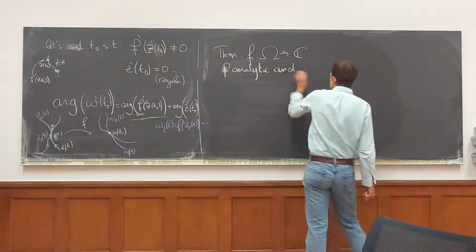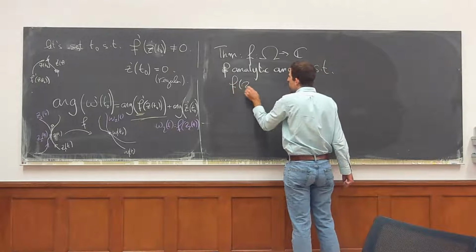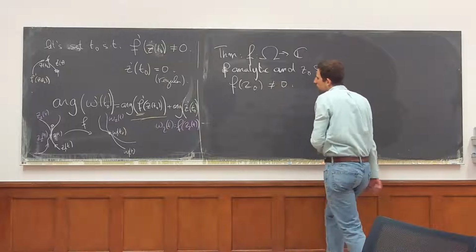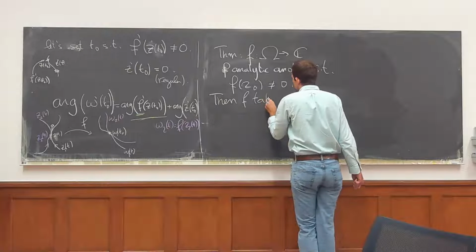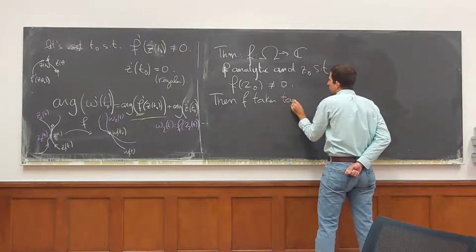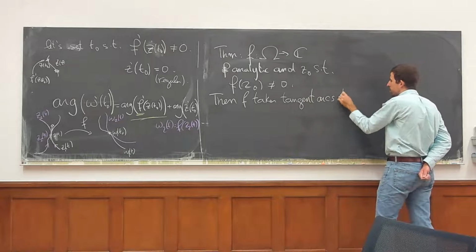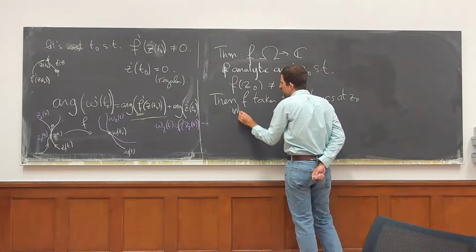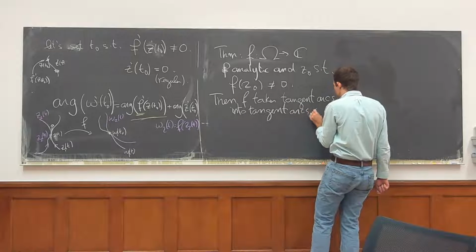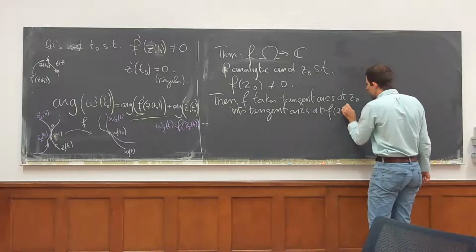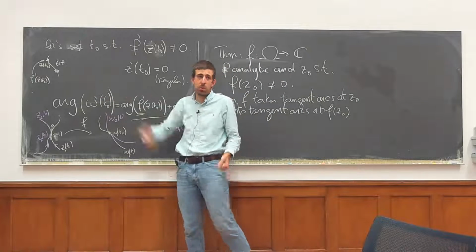and Z0 such that f'(Z0) is not 0. Then f takes tangent arcs at Z0 into tangent arcs at f(Z0), because if the angle is the same, when you just add a constant that doesn't depend on that angle, then of course it will be the same.